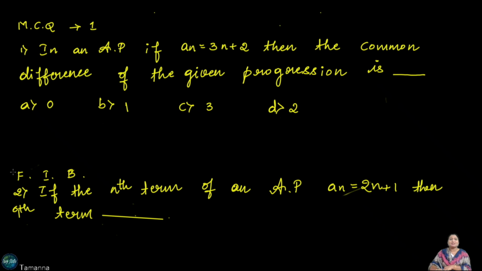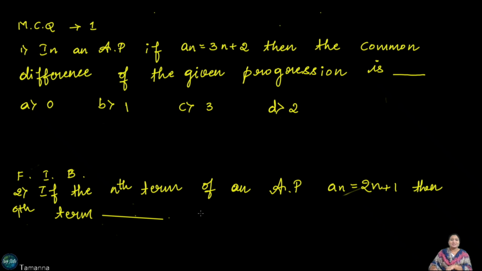Nice. Next, the question is regarding 1 mark, that is the fill in the blanks. The answer is not given. The question this time is: if the nth term of an AP, an, is equal to 2n plus 1, then find the 9th term. Here n is equal to 9. Put the value of n in the equation given here. an is equal to 2 into 9 plus 1, that is 18 plus 1, which is 19. So a9 is 19.